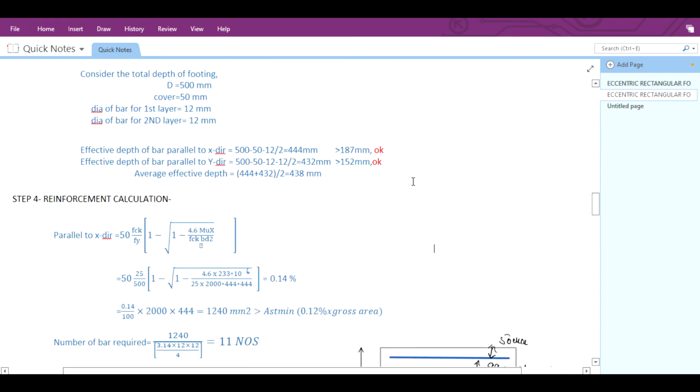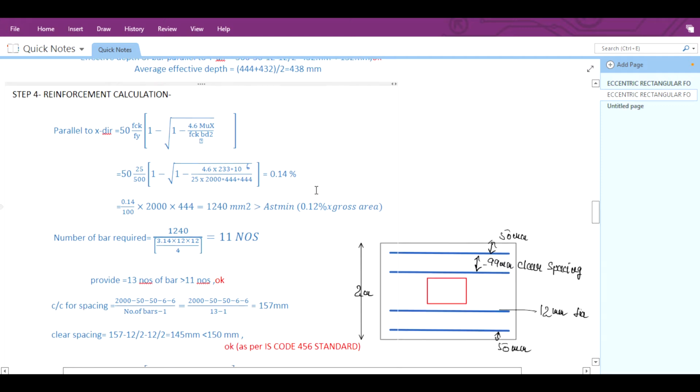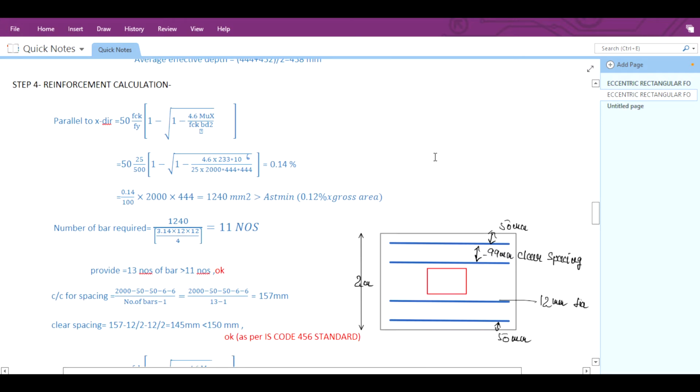that was 233 into 10 to the power 6 divided by FCK, that is 25, into B, that is the width of the footing, that is 2000, into D square, that is the effective depth of the footing in x direction, that is 444 multiplied by 444. So your percentage steel will come as 0.14%. Now we can calculate the area of bar also from here.